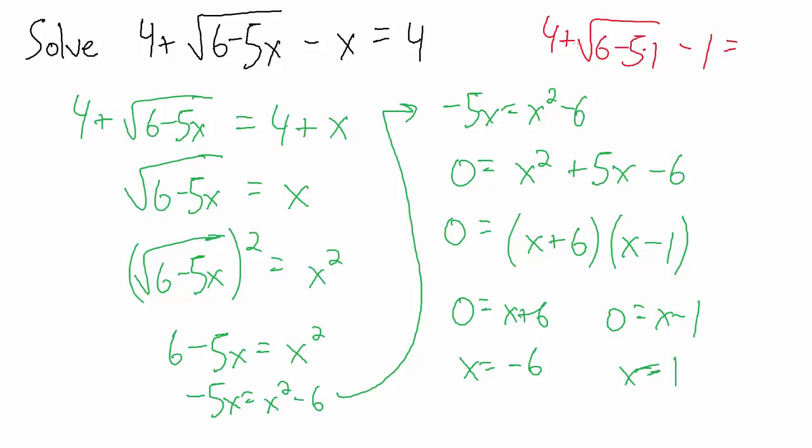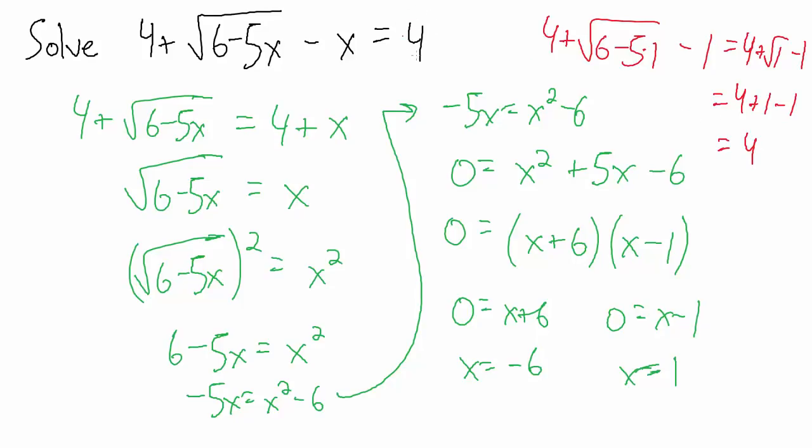So 4 plus the square root of 6 minus 5 times 1. 5 times 1 is 5. 6 minus 5 is 1. So this is actually 4 plus the square root of 1 and then minus the other 1 out here. Square root of 1 is just 1. So this is 4 plus 1 minus 1, which is 4.